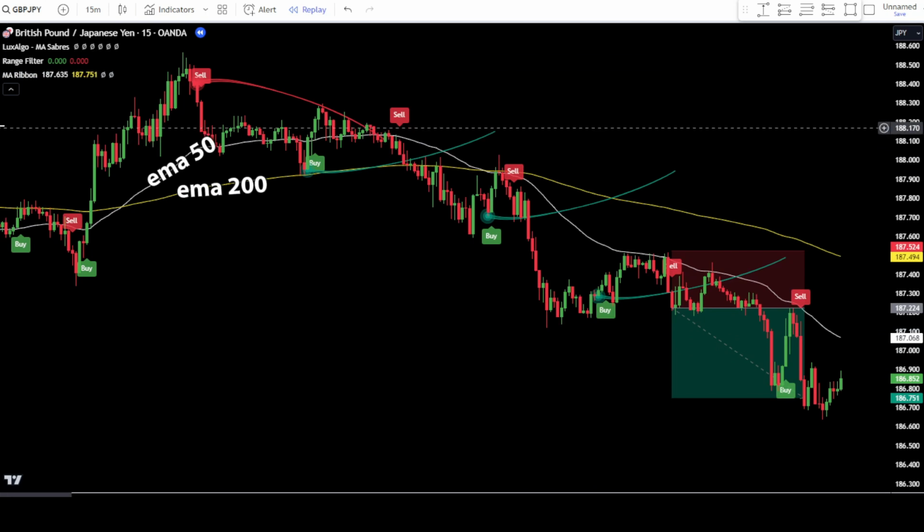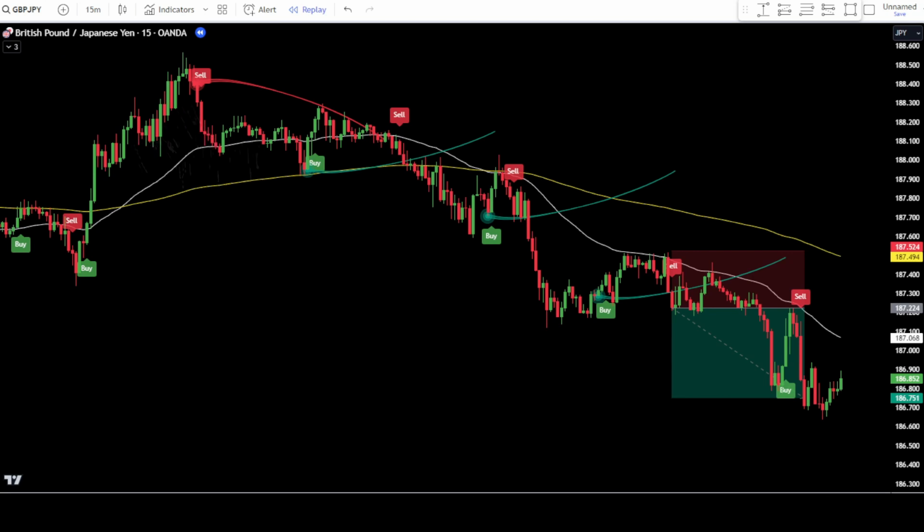If EMA 50 crosses above or stays above EMA 200, it indicates a bullish trend, and your focus will be on finding the best points to place buy orders. However, if EMA 50 crosses below or stays below EMA 200, it indicates a bearish trend, and your focus will be on finding the best points to place sell orders.